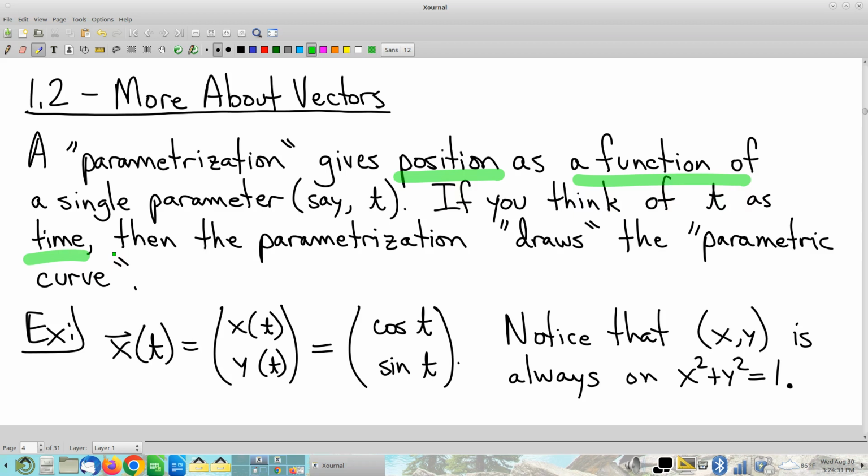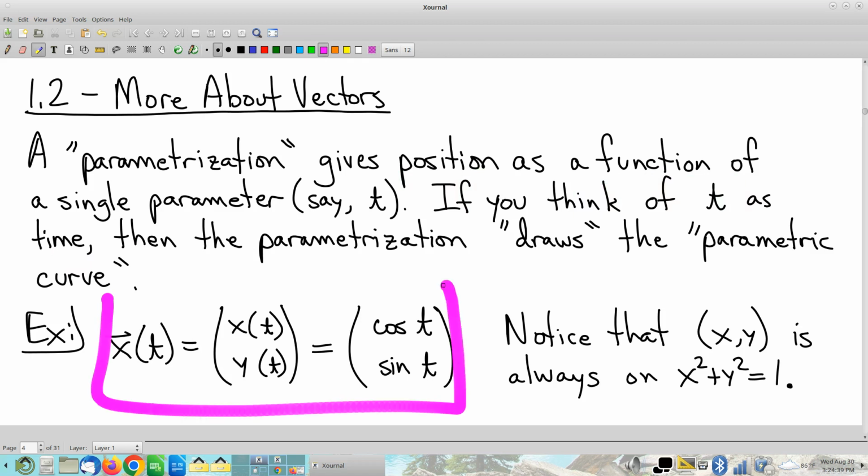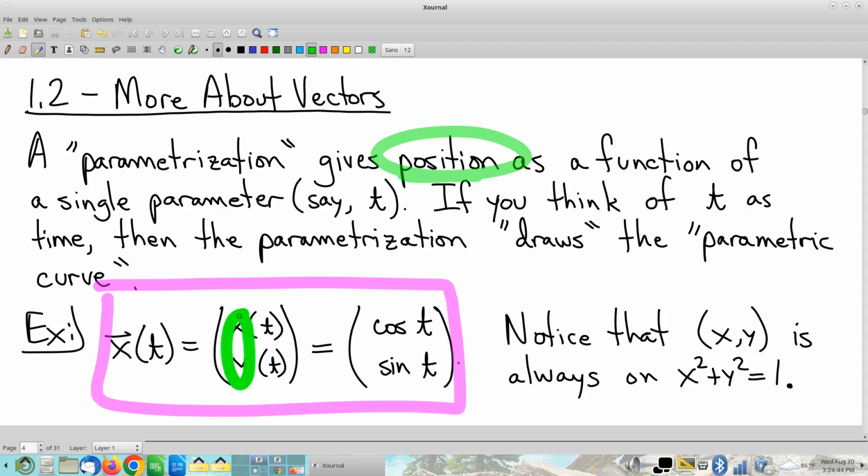So, example. Let's see here. Here we go. This right here is a parameterization because it gives us position, right? X and Y coordinates, that's position in the plane, as functions of time. Right? X is a function of time, Y is a function of time, therefore position is a function of time. Everybody good so far? All right. So that is a parameterization.